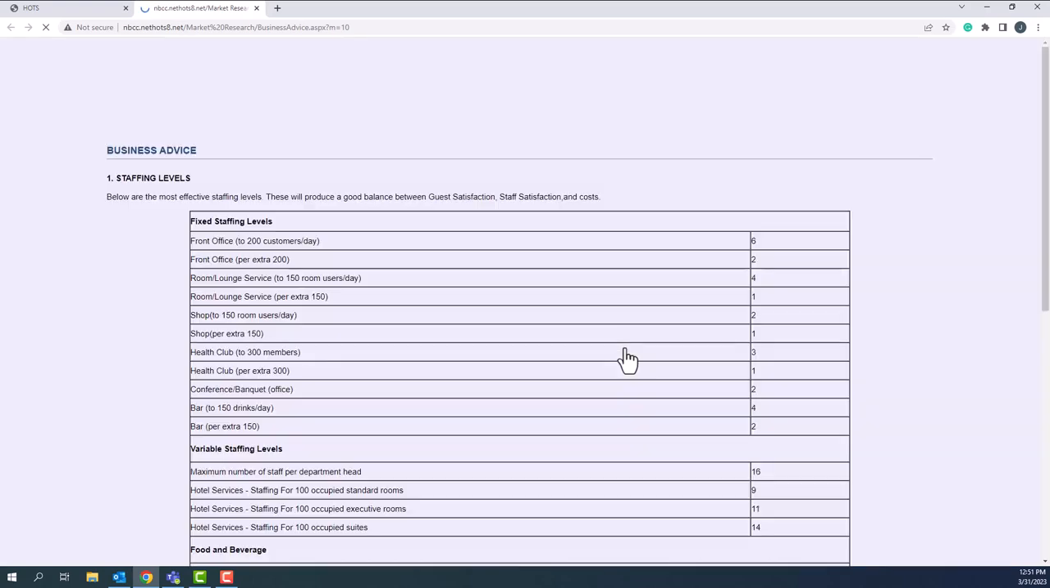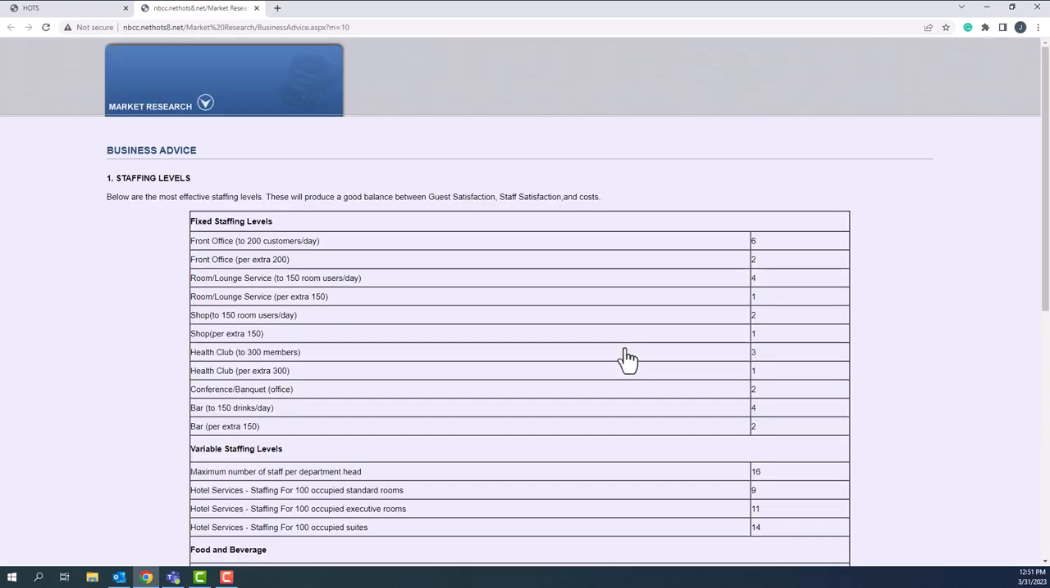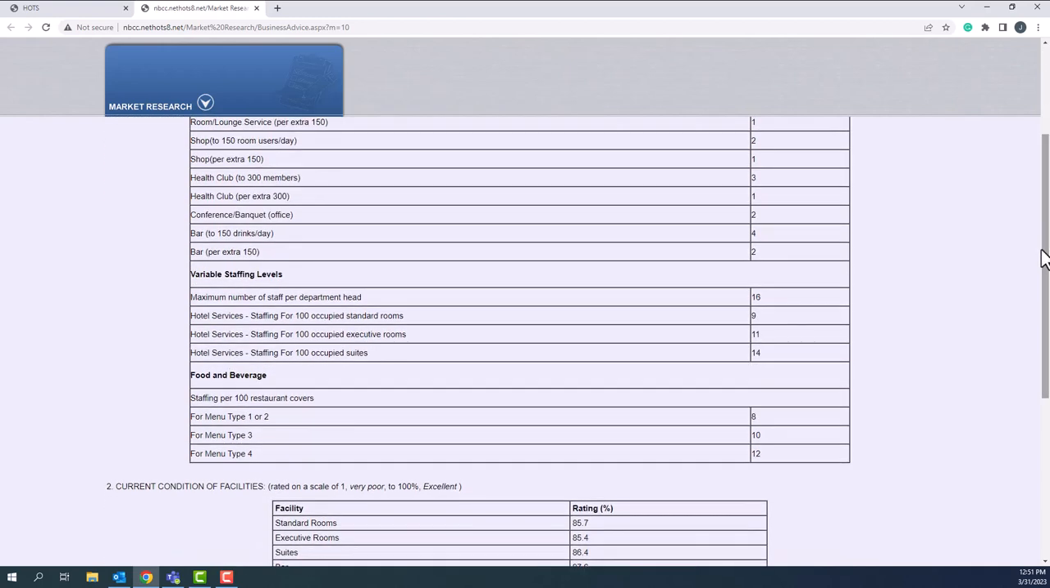Business advice, when you display it, will give you some very important information. And this is definitely information that will change each time you go in the simulation. So first it goes through staffing levels. And it tells you that your front office, handling up to 200 customers per day, requires 6 staff. And for every additional up to 200 customers, you need an additional 2 staff. For hotel services, for every 100 occupied standard rooms, you need 9 staff. For executive rooms, you need 11. And for suites, you need 14.